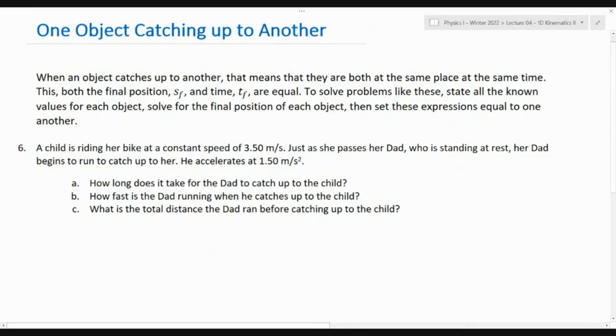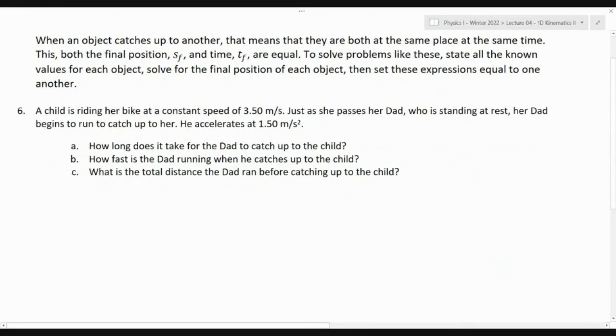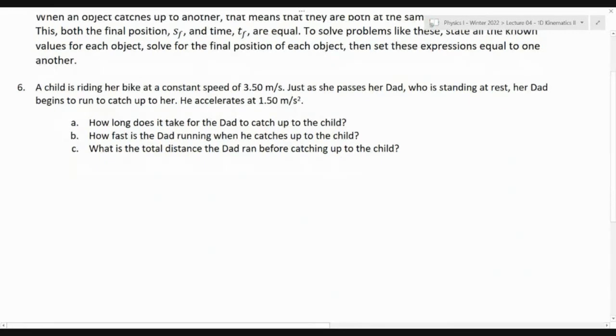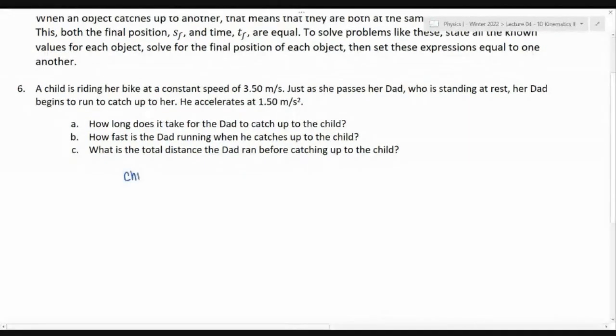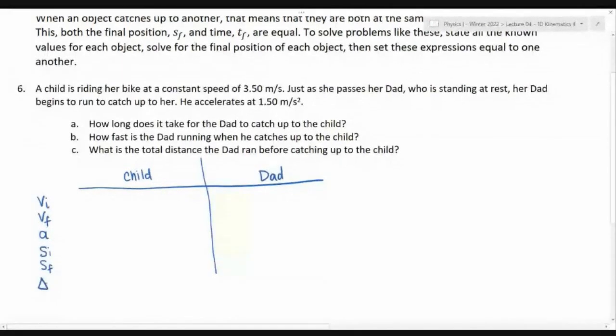Okay, so we're going to have a table that separates the 2 objects from each other. We have a child riding her bike at a constant speed, and just as she passes, her dad begins to run to catch up to her. So we're going to divide this up using a table. We have a child and we have a dad, and we're going to put all the kinematic information in this table. We have our initial velocity, final velocity, acceleration, our initial position, our final position, and our delta t. Those are all the variables in the kinematic equation.